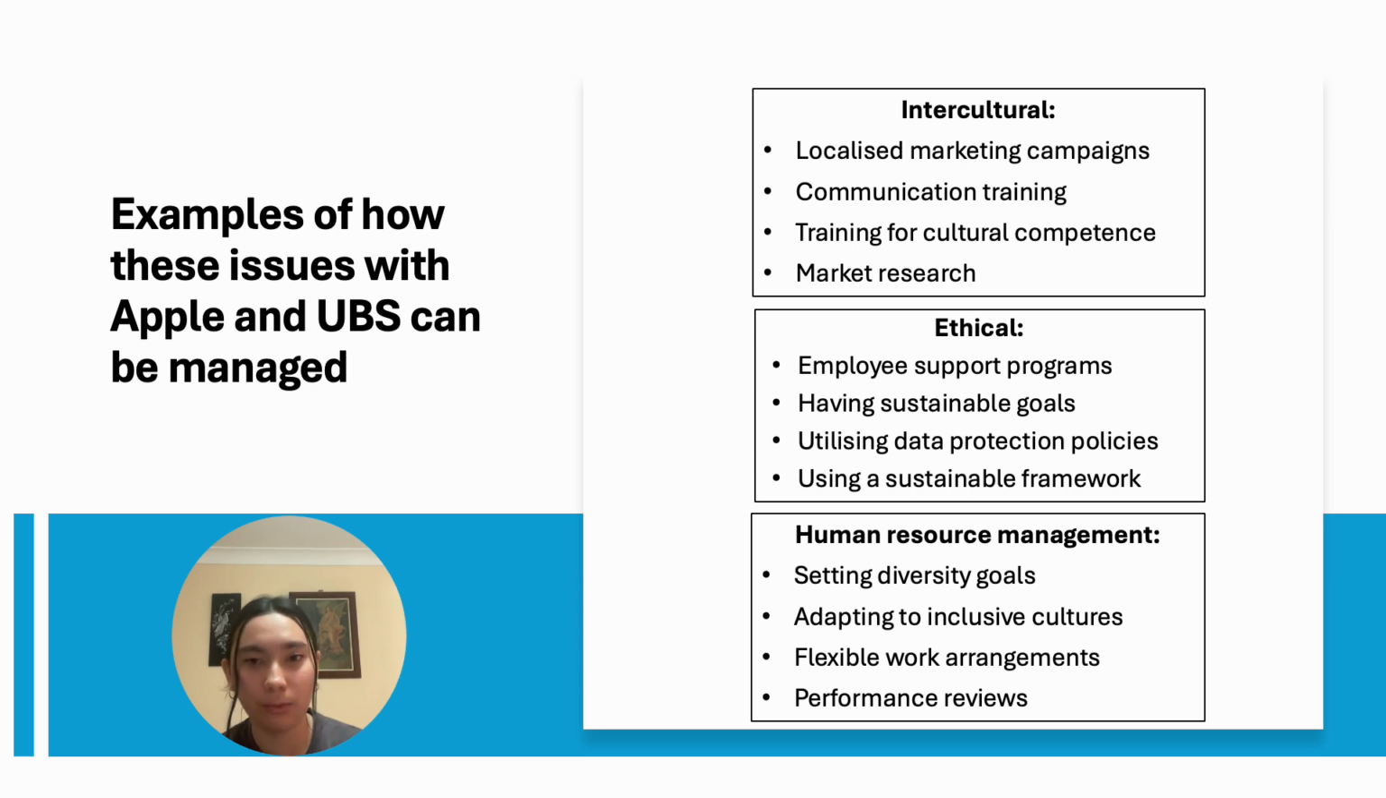Ethical issues that Apple may face can be managed by implementing supportive programs promoting well-being and engagement in the workplace, including their plan to recycle and renew Apple materials for their sustainable goals. UBS can manage these issues by using data protection for client confidentiality and using sustainable frameworks to increase environmentally friendly practices. Apple can manage these human resource management issues by having set and clear diversity goals for an inclusive environment and offer flexible work arrangements to accommodate employee needs.